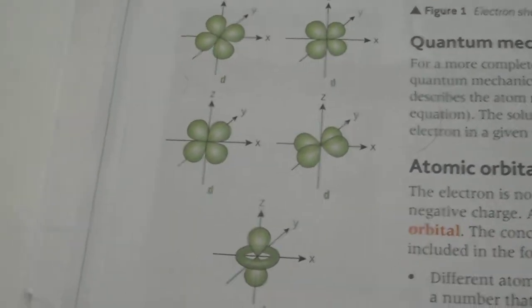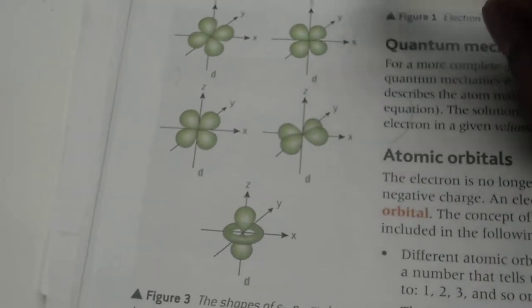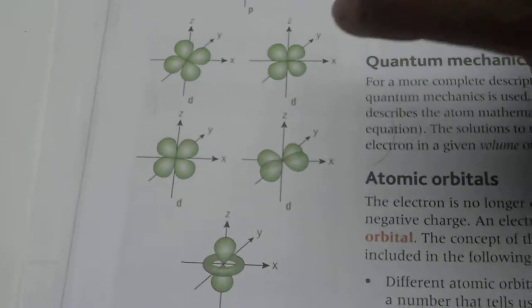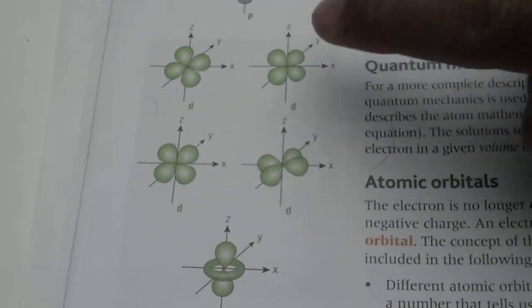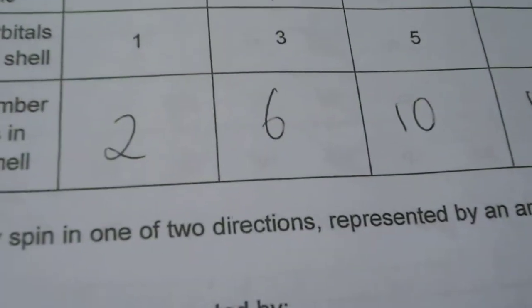So as we see here, these are our 5 different d orbitals. So we've got 1, 2, 3, 4, 5. Each orbital can contain 2 electrons: 2, 4, 6, 8, 10. Hence, we have 10 electrons.